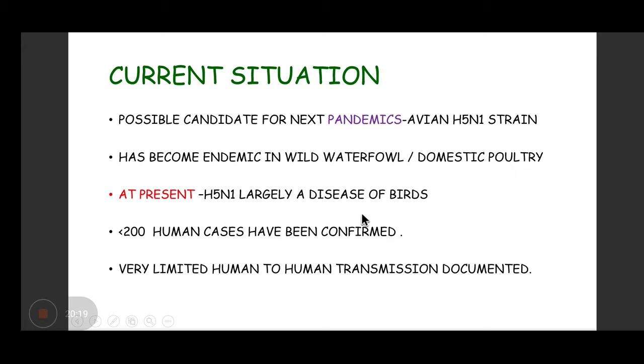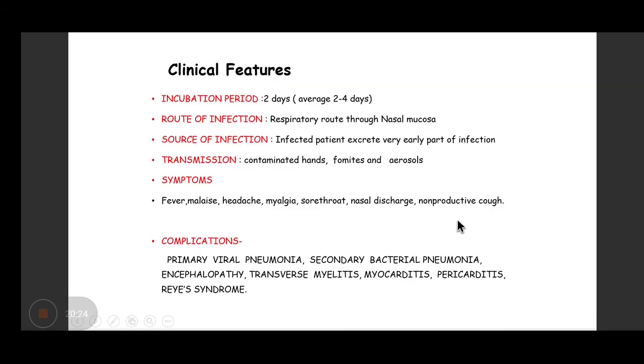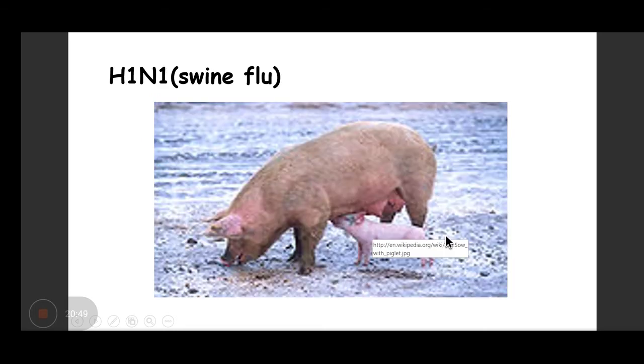More than 500 human cases have been reported, with around 200 deaths. Incubation period is 2 days. Route of infection is the respiratory route. Source of infection is an infected patient. Transmission is by contaminated hand, fomite, and aerosol, that is for all influenza viruses. Complications can result in primary pneumonia, secondary bacterial pneumonia, encephalopathy, transverse myelitis, myocarditis, pericarditis, Reye's syndrome, etc.